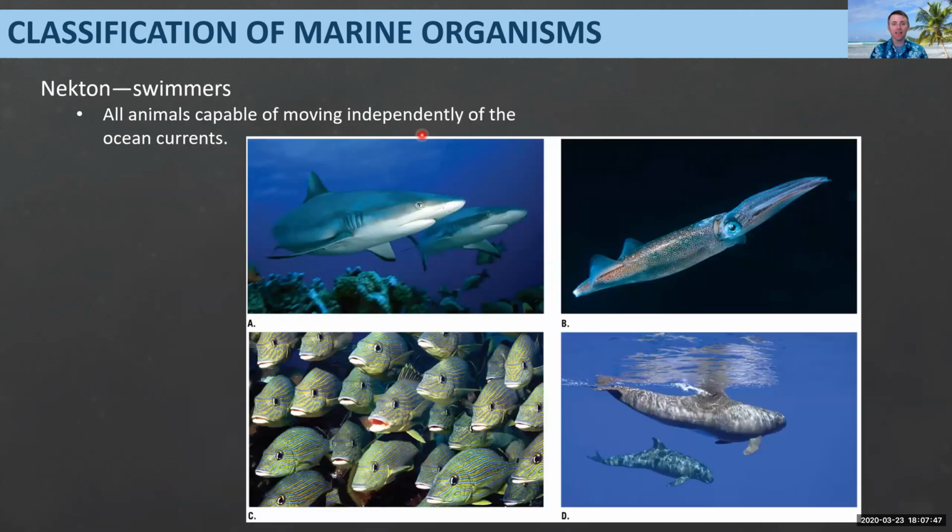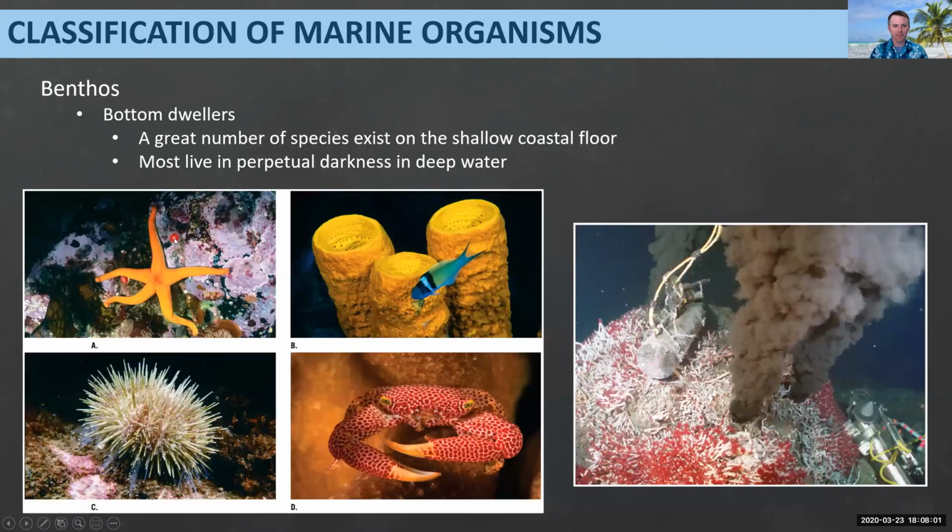Floaters are plankton. Things that swim are called nekton. And so anything that you can think of as swimming that can go against the current independently, that's what we call a nekton. So sharks and whales and fish and squid, all those things.